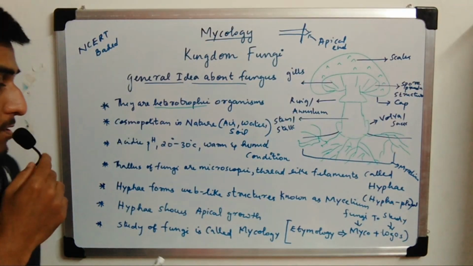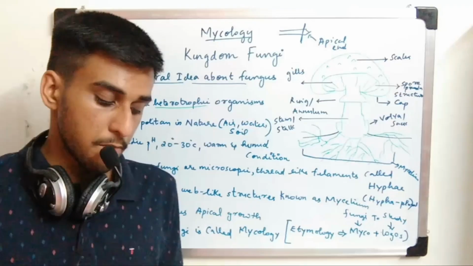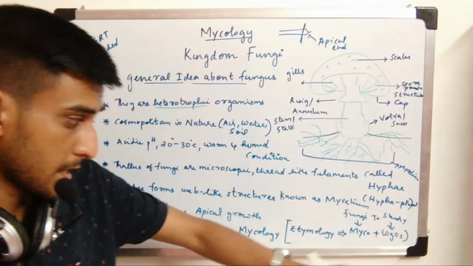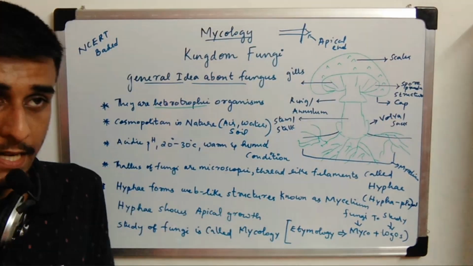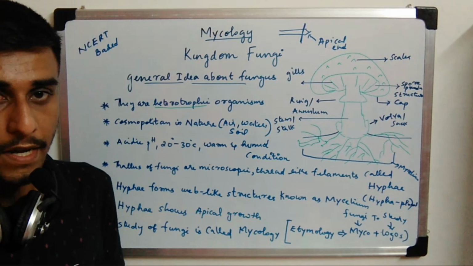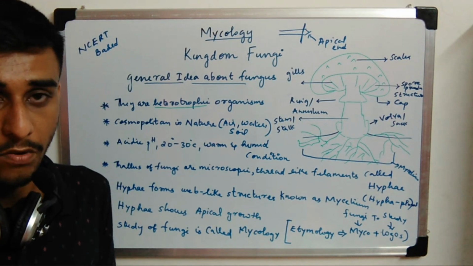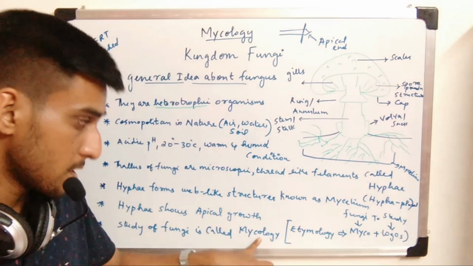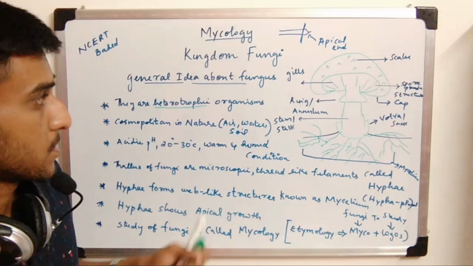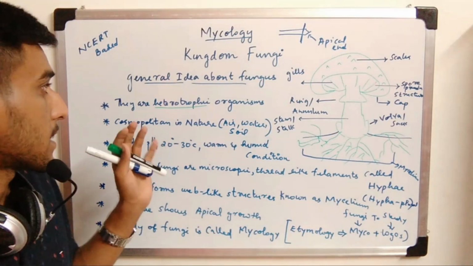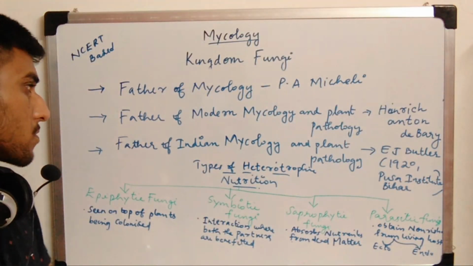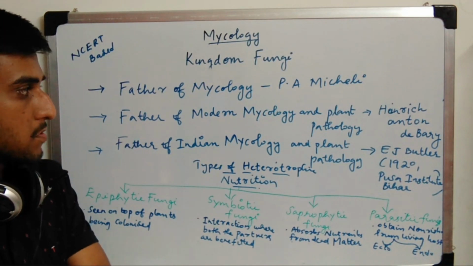Next is the study of fungi. The study of fungi is known as mycology. Myco means fungi, and logos means to study. What is etymology? Etymology is the study of words, how words are made and how a word changed according to history. If you are studying mycology, myco means fungi and logos means to study about the fungi. These are the basic general ideas about fungi. Next are some points to remember.